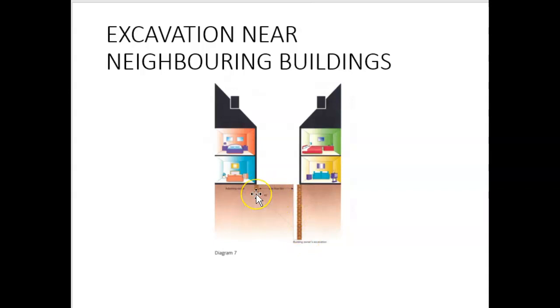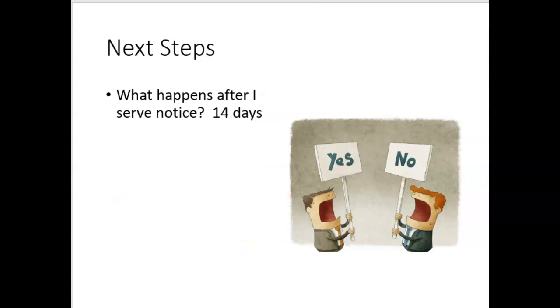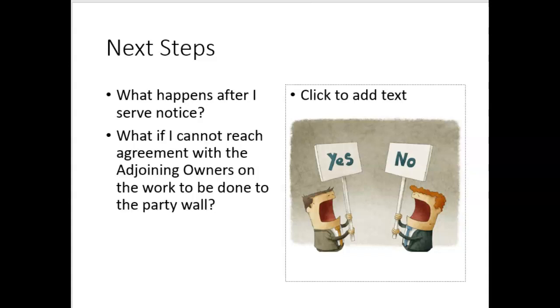If the distance from the center of the foundation to the edge of your excavation is 6 meters, and that 45-degree line cuts through your foundation, you must serve a notice under the 6-meter rule. So what happens next? You have to wait 14 days to get a response. If you don't get a response, or you cannot agree with the adjoining owners on the work to be done with the party wall, then you need to move to the next step.